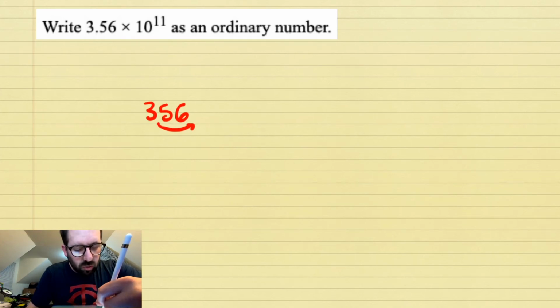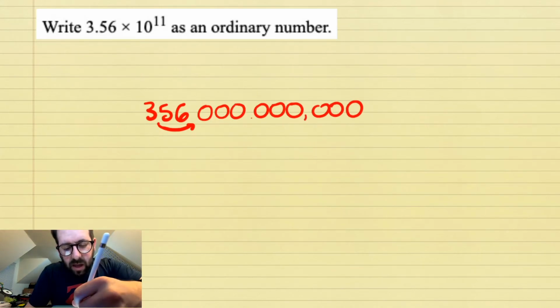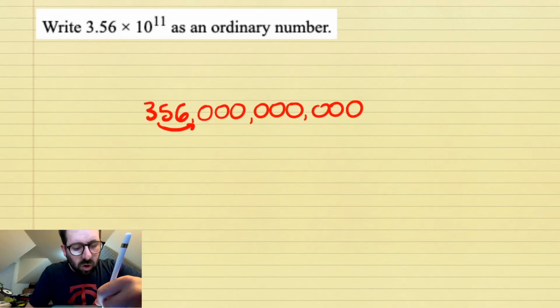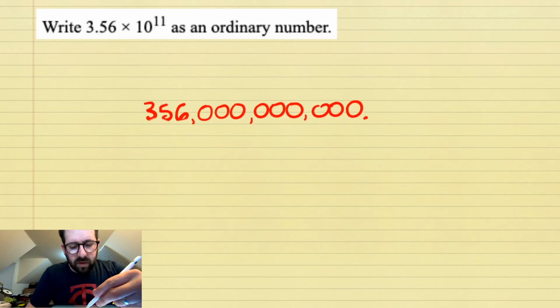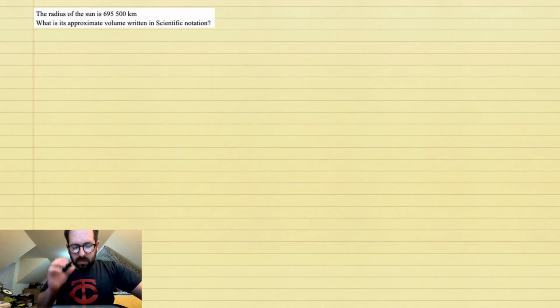So I've already moved it 2, so it's behind the 6, and I need to go another 9. So 1, 2, 3, 4, 5, 6, 7, 8, 9. And that moved it a total of 11 spots. Alright, so there you go. The decimal will be all the way back there. And again, 1, 2, 3, 4, 5, 6, 7, 8, 9, 10, 11. There you go.